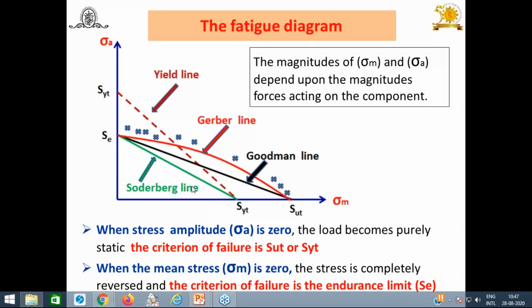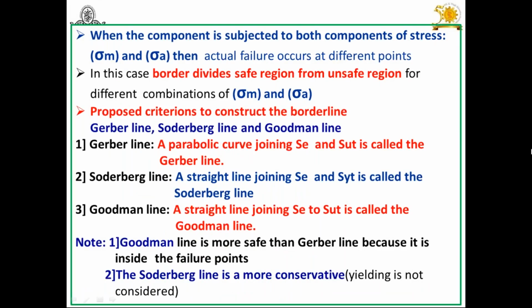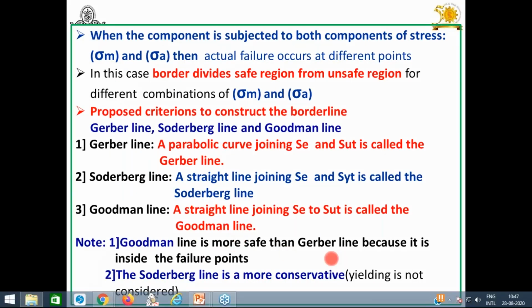Try to understand. And what are the reasons? I have told you. One, the Goodman line is more safe than the Gerber line because it is inside the failure points. And second, there is no need to consider yielding in the case of Soderberg, because it becomes more conservative as the yield line is also outside of the Soderberg line. That's why it's a more conservative one. And because of these two reasons, we have to use a Goodman line or a Goodman diagram. So I hope you understand the thing.